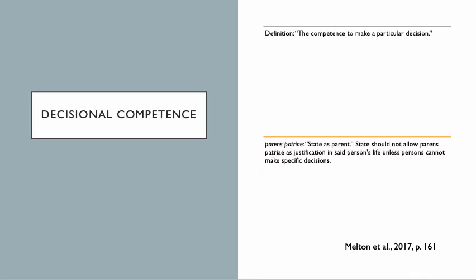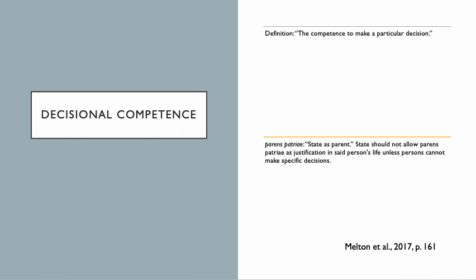Before we dive in, it is important to note that decisional competence is very important when dealing with waiving the right to counsel. The textbook definition states that decisional competence is the competence to make a particular decision. The textbook also states that it is widely known for making decisions for individuals who are unable to care for themselves, which is known as parens patriae. This means to stay as parent, and is not allowed unless a person is incapable of making specific decisions or performing specific acts at issue.